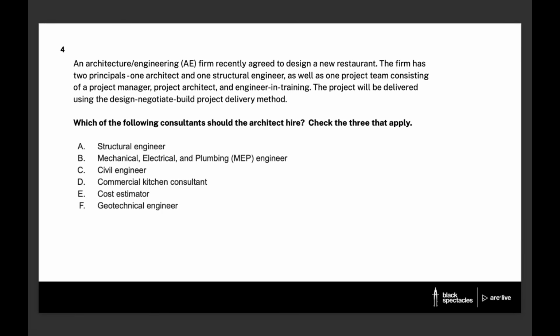Okay, question 4. An architect and engineering firm recently agreed to design a new restaurant. The firm has 2 principals, 1 architect and 1 structural engineer, as well as 1 project team consisting of a project manager, project architect, and engineer in training. The project will be delivered using the design, negotiate, build project delivery method. Which of the following consultants should the architect hire? Check the 3 that apply. A, structural engineer. B, mechanical, electrical, and plumbing, or MEP, engineer. C, civil engineer. D, commercial kitchen consultant. E, cost estimator. Or F, geotechnical engineer.